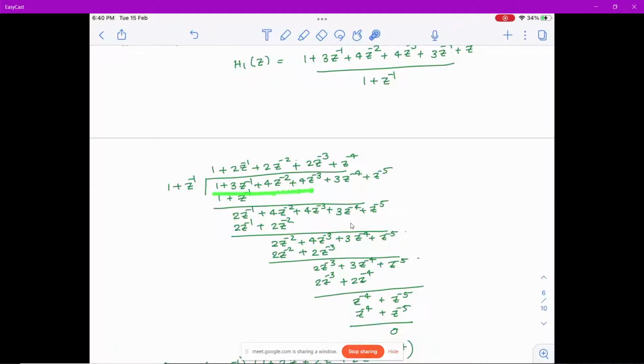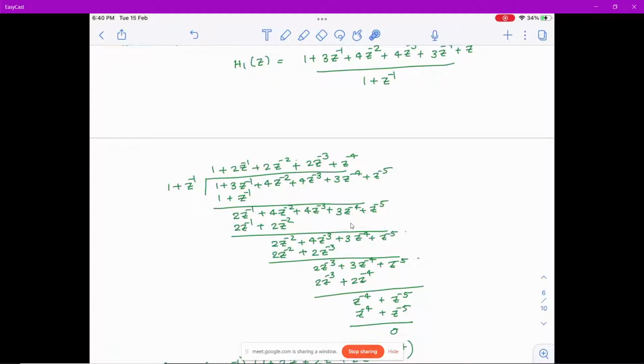So even if you write this, you see this is z raised to 0, z raised to minus 1, minus 2, minus 3, minus 4, minus 5. So the maximum power will come at the left, and you write in the decreasing order of power. So 0, minus 1, minus 2, minus 3, minus 4, minus 5. The divisor also you write in such a way that the maximum power comes to the left, and the rest of the terms are in the decreasing order of power.